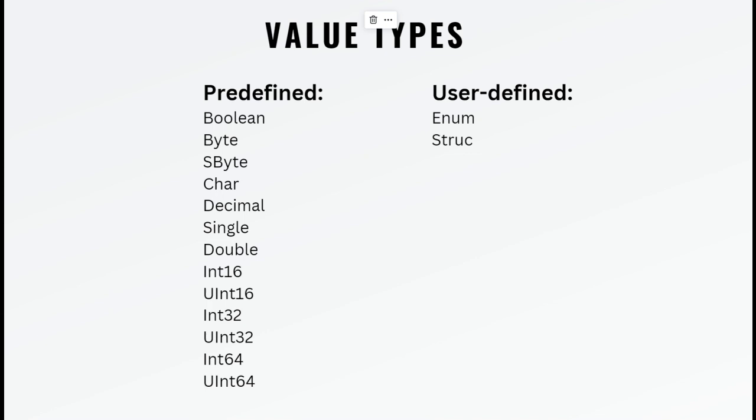In C#, there are two categories of value types as well: the predefined value types and the user-defined value types. The predefined value types are built into the C# language, and these are boolean, byte, sbyte, char, decimal, double, single, integer, and so on. The user-defined value types, on the other hand, are created by the programmer. These are the enumerations and the structures.